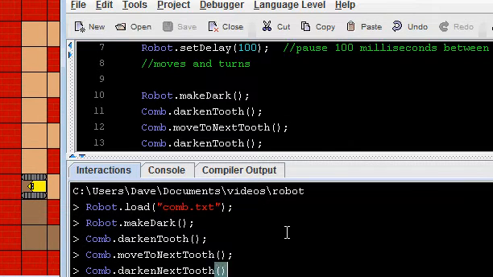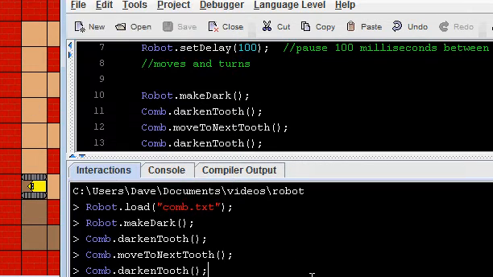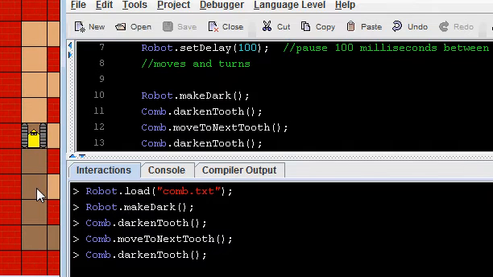So right now, I suspect move to next tooth is the problem. Sorry, but let's call darken tooth. If I darken tooth from here, well, when the robot started facing north over here and I darkened tooth, it darkened all the cells to the right. So over here, when it darkens all the cells to the right, well, that's not going to be this. These cells are behind it. It's going to darken over here. And let's try that out. Sure enough, those cells are becoming dark.